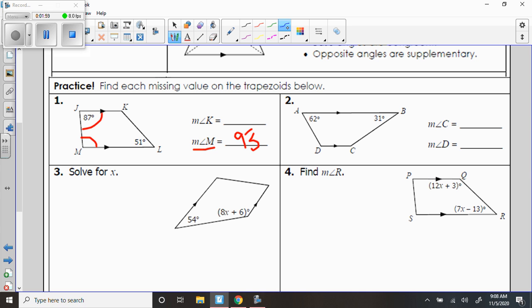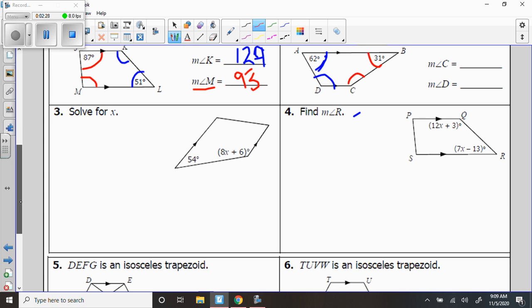Okay, on this side, these two angles add up to 180. So just take 180 minus the 51, and you get 129, and now you have your angles. Sorry, it's not looking like a 9 yet. And that's the same for 2. These two add up to 180, and then these two add up to 180.